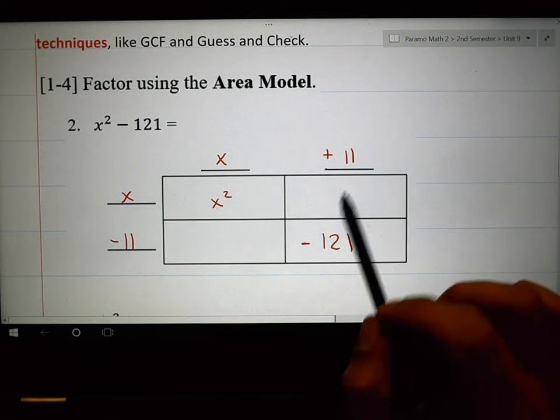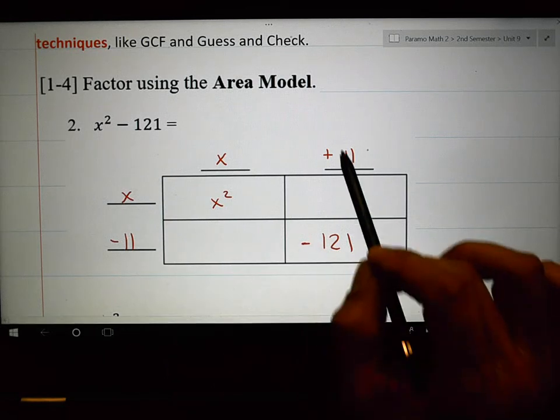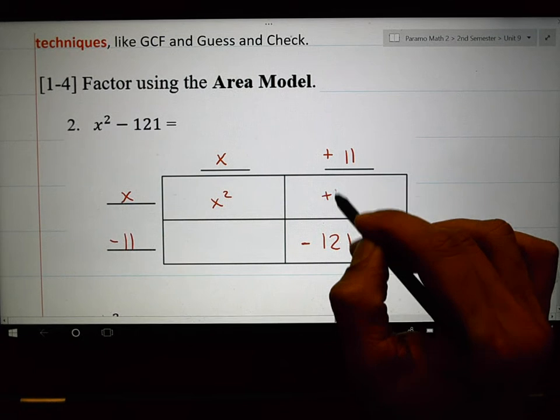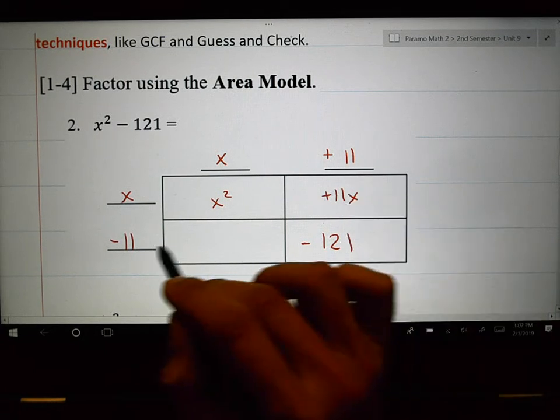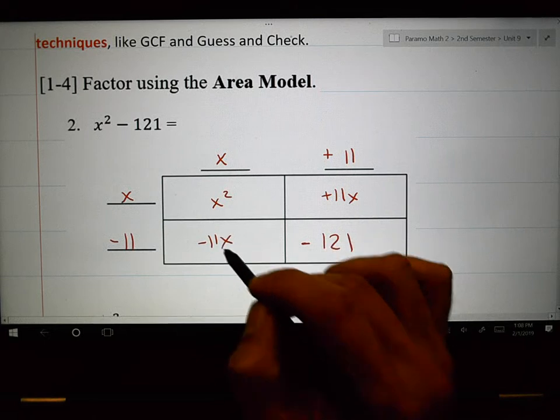But what we have left to do is these other boxes, so let's multiply the x times the 11. These two things multiply together to be plus 11x. I'll put the sign in there. These two multiply to be negative 11x.